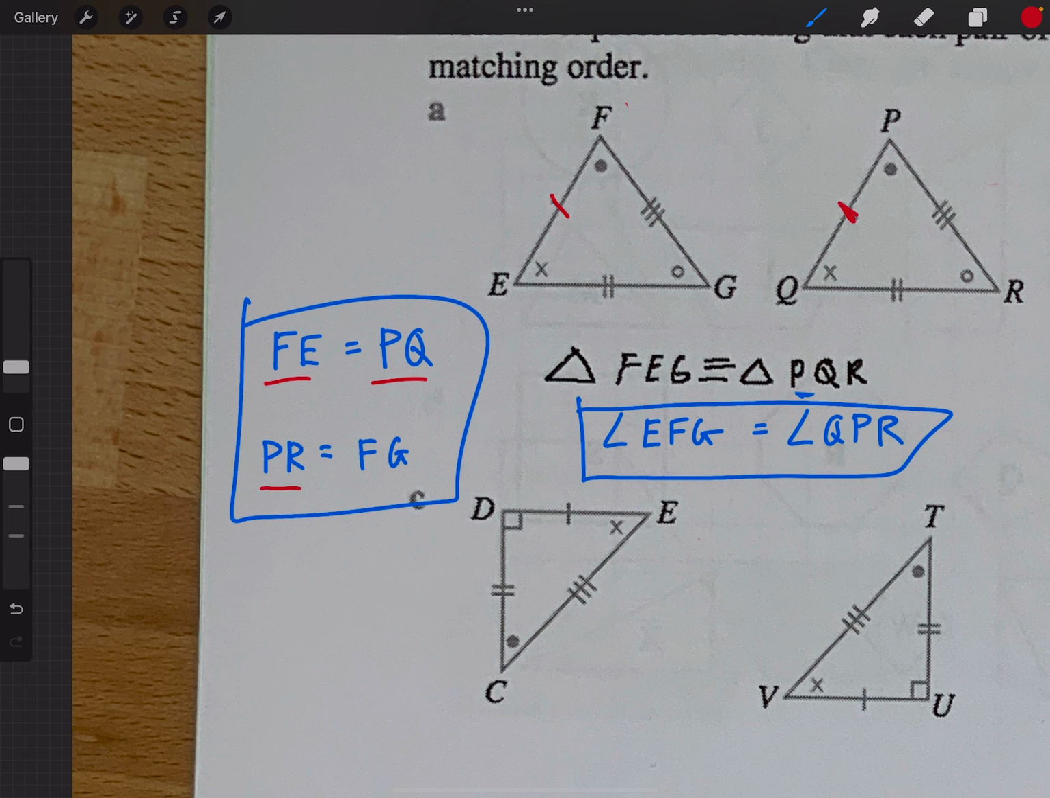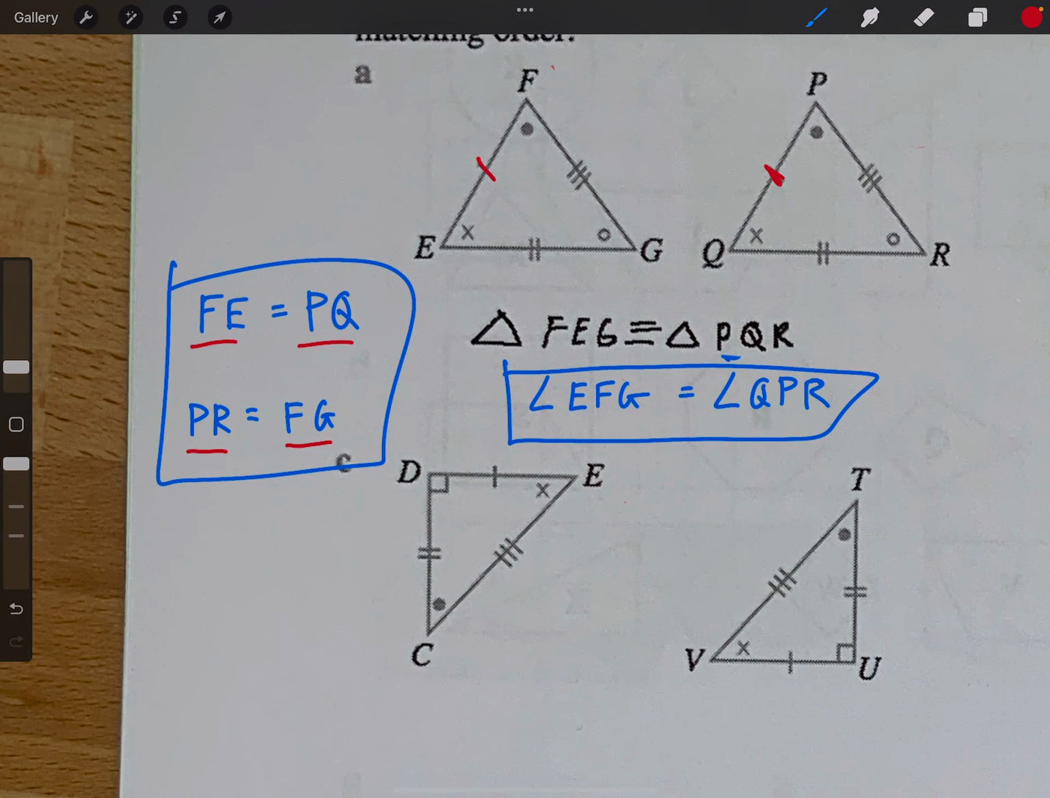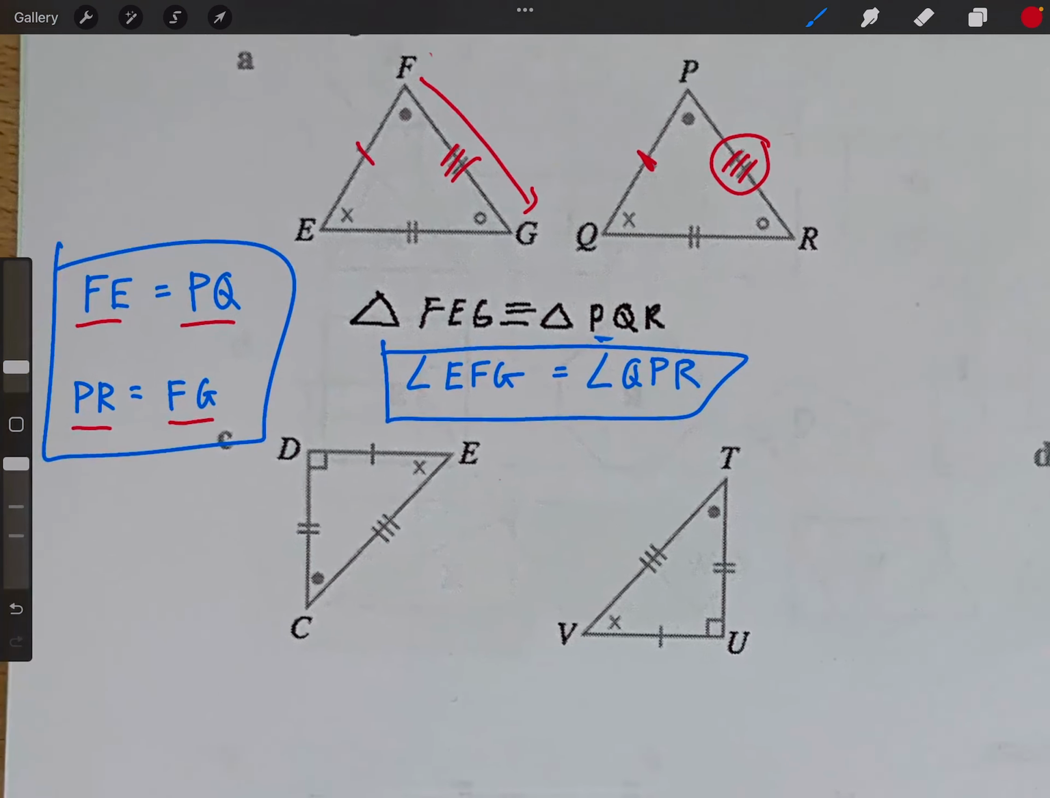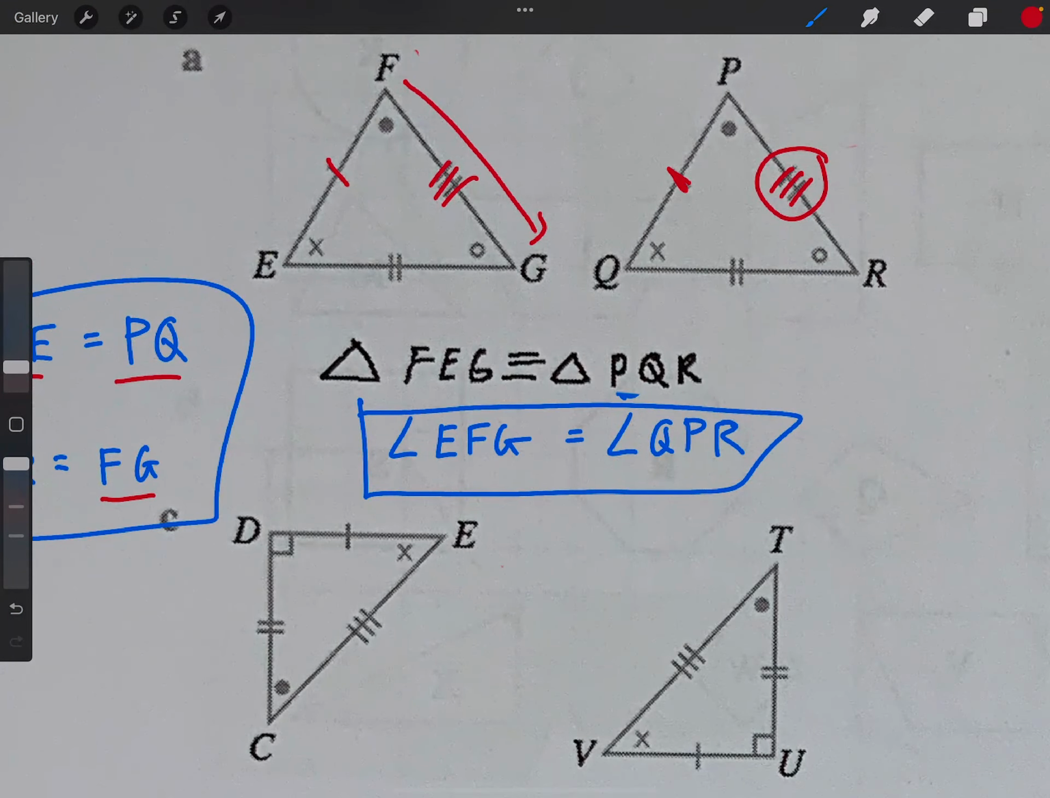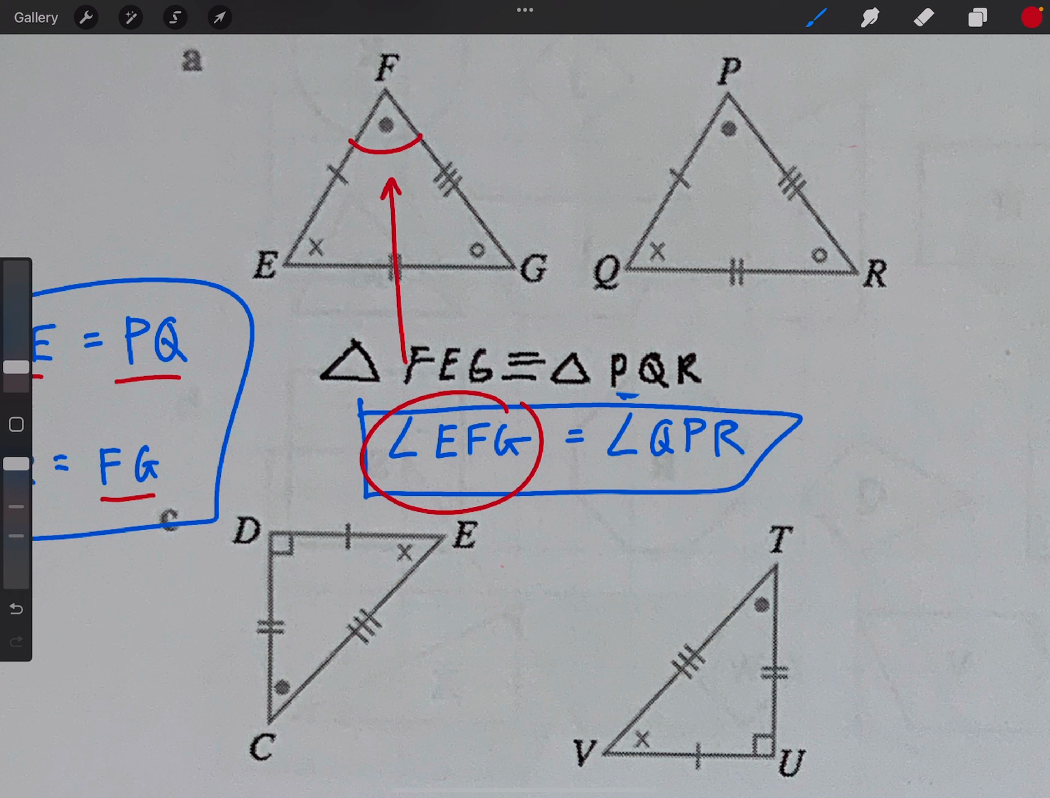Now what about PR? PR is equal to FG. Where's PR? Yes, here it is. PR has a 3 dash, and is equal to FG, which also has 3 dash. See? What about the angle? Angle EFG, that's this angle here. Let me rub everything else out so we don't get confused. So this is that angle there, EFG, and that's going to equal QPR.